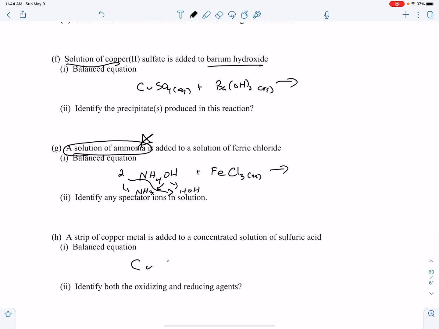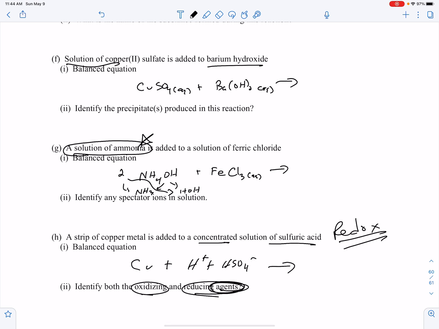Copper metal, that's Cu, is added to concentrated sulfuric acid. This is a redox reaction. So H2SO4, H plus, HSO4 minus, and now you're going to see your products. Copper being oxidized and sulfur being reduced. You have to look up your oxidizing and reducing agents to remember what concentrated sulfuric acid breaks down to, balance it, and then identify your oxidizing and reducing agents.